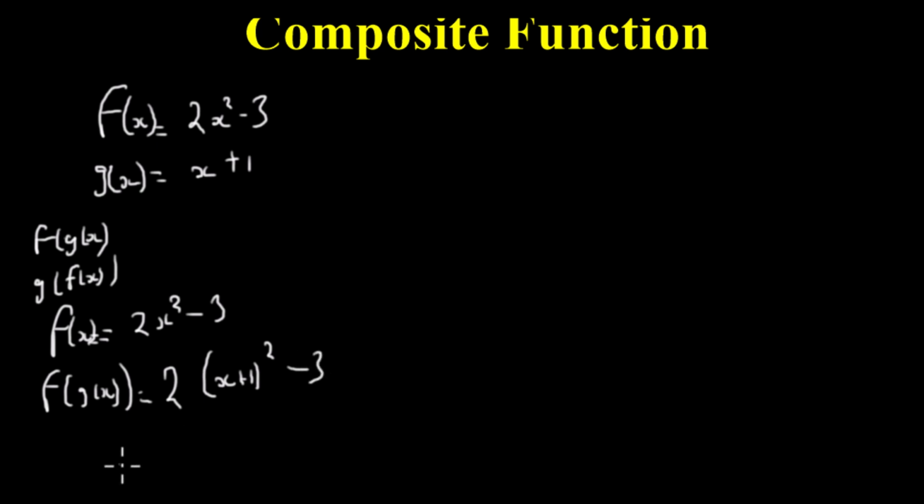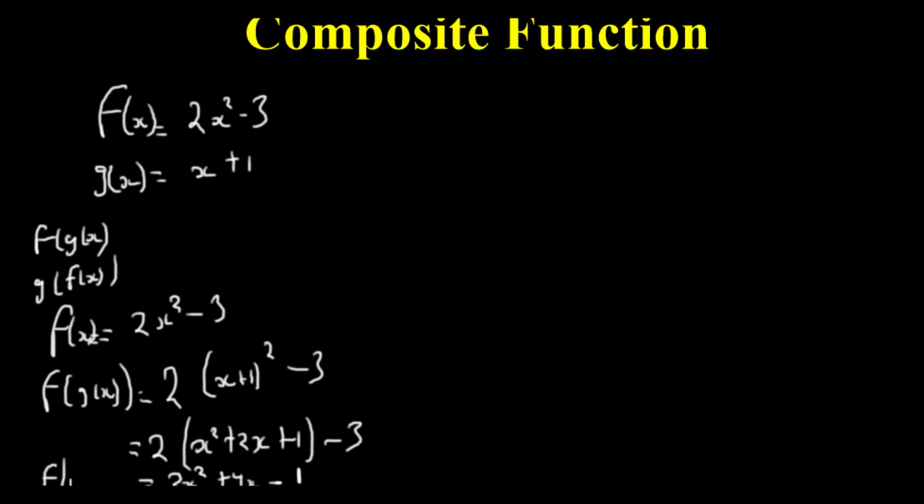So I'm going to FOIL this again. So this will be equal to 2 in the bracket of x times x, we have x squared, x times 1, that's plus x, times another 1, plus x. Add them together, that's plus 2x, and then plus 1, minus 3. So opening this bracket, we have 2 times x squared, so 2x squared, plus 4x. 2 times 1 is 2, minus 3, so that's minus 1. So this is f g of x.